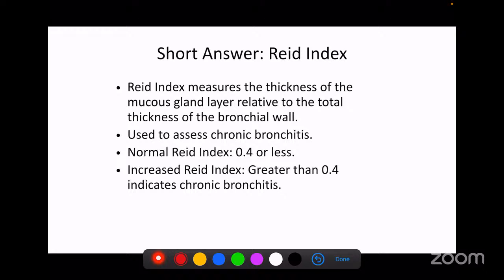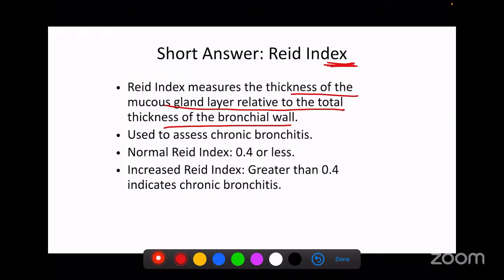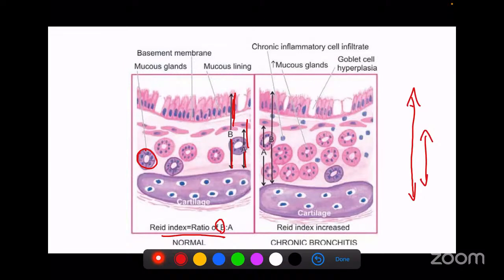Now, this is a very important question they keep on asking: the Reed index. What is the Reed index? It measures the thickness of the mucus gland relative to the total thickness of the bronchial wall. I'll show an image here. You can see the mucus gland and then the bronchial wall. This is the total thickness, and this is the thickness of the mucus gland. So this is what the Reed index measures, the thickness of the mucus gland versus the total thickness of the bronchial wall. Now, this is just simple logic.